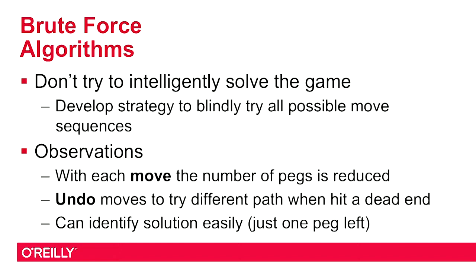If I have 14 pegs and I want 1 peg left standing, well, all I need to do is make 13 moves. So I know how many moves I need to do. The trick is finding out which ones those are and the order in which I make them.